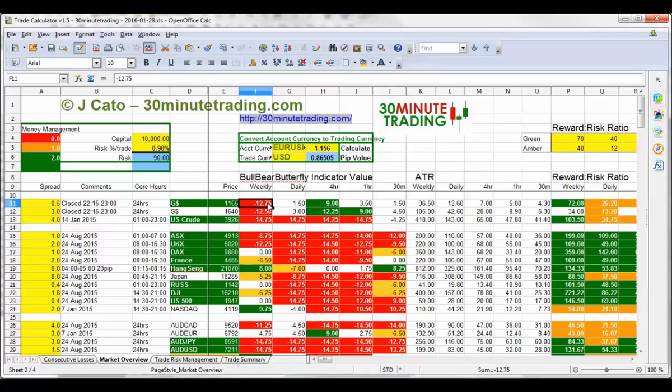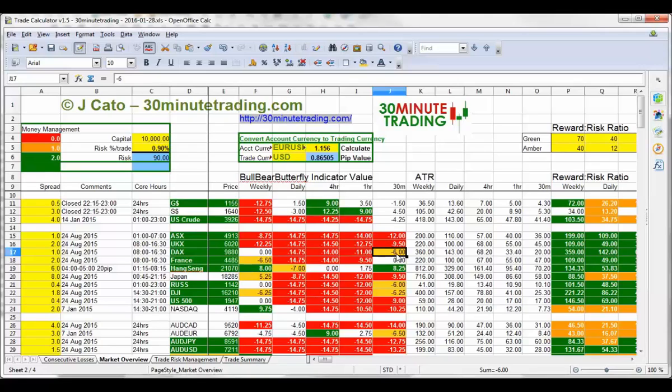Now, essentially, this color codes it, so when it's red, it's bear, and when it's green, it's bull, and when it's white, it's butterfly. And down here you'll see things which are amber, and that means that it's moved out of the very neutral zone of butterfly into the potential bear zone or into the potential bull zone, depending on what number this is. If it's a negative number, it's bear. If it's a positive number, it's bull.